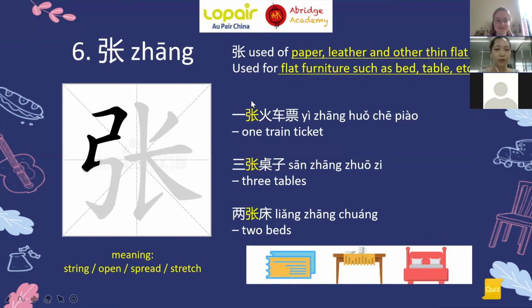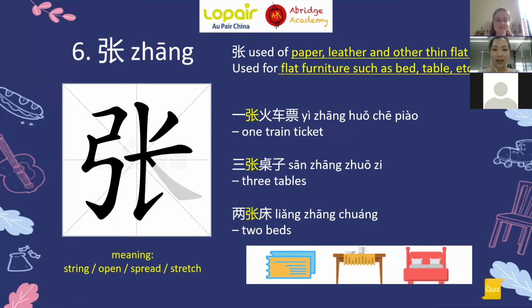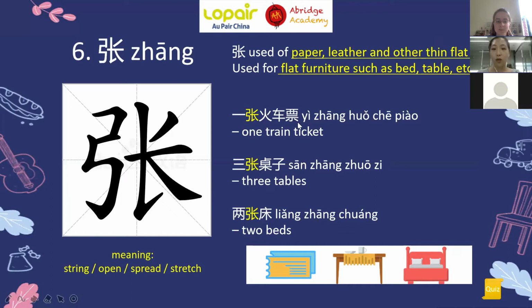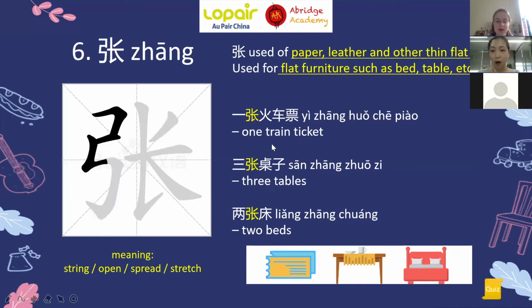Right, the sixth one, 张. So here is the translation: the meaning is used for paper, letters, and other thin, flat things, right? And flat furniture, such as beds and tables, they have a flat surface. Here is the example: 一张火车票, one train ticket. A ticket is thin and flat, right? It's a paper, so this is usually used for paper.